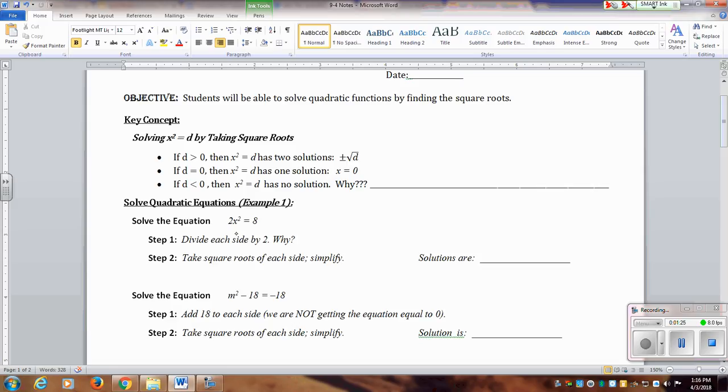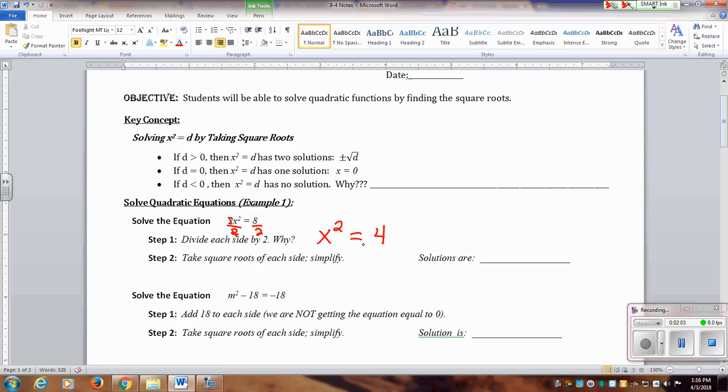Solve the equation 2x squared equals 8. This is something we have right here. We don't have any b term or c term. These are very simple quadratic equations. The first thing we would do is divide each side by 2, because we need the x squared by itself. So I'm going to try to do this pen thing as best I can. We get x squared equal to 4, because if I divide both sides by 2, I also divide 8 by 2, which leaves me with x squared equal to 4.